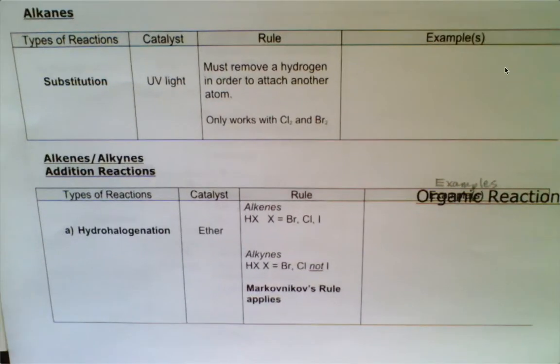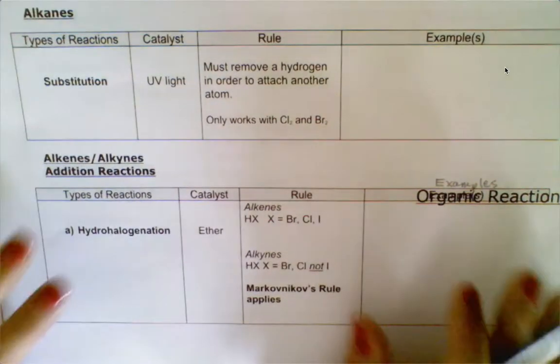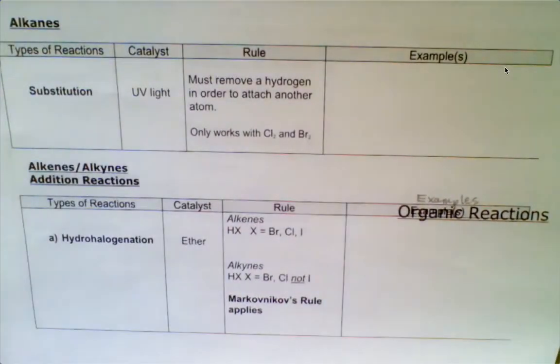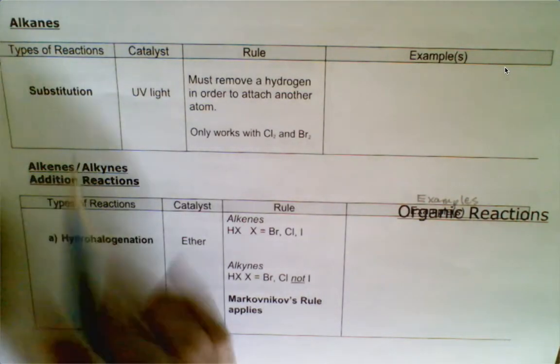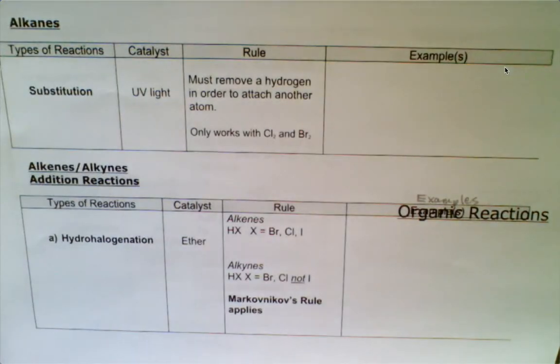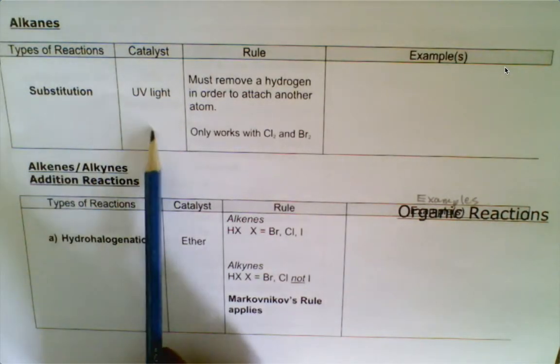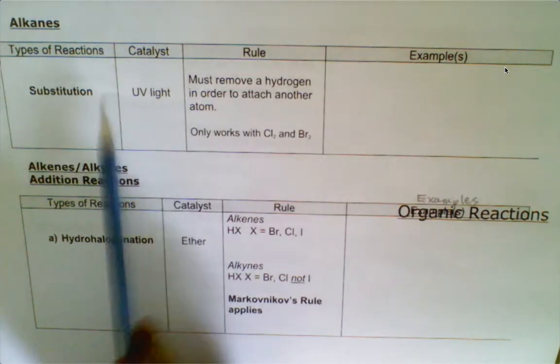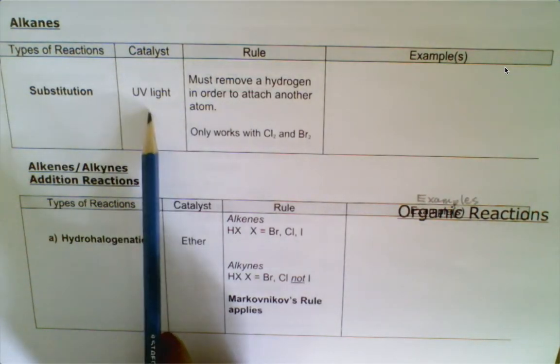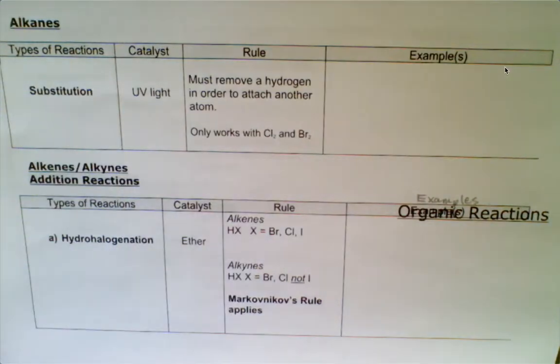So I'm going to maximize this screen here, and we're going to first focus in on alkanes, which are all single bonded carbons. And the only type of reaction that alkanes undergo is usually substitution and combustion reactions. So what we're going to do is take a look at substitution. And you're going to notice that in this column, I have the catalyst that must be used in order to speed up that reaction and how that will work.